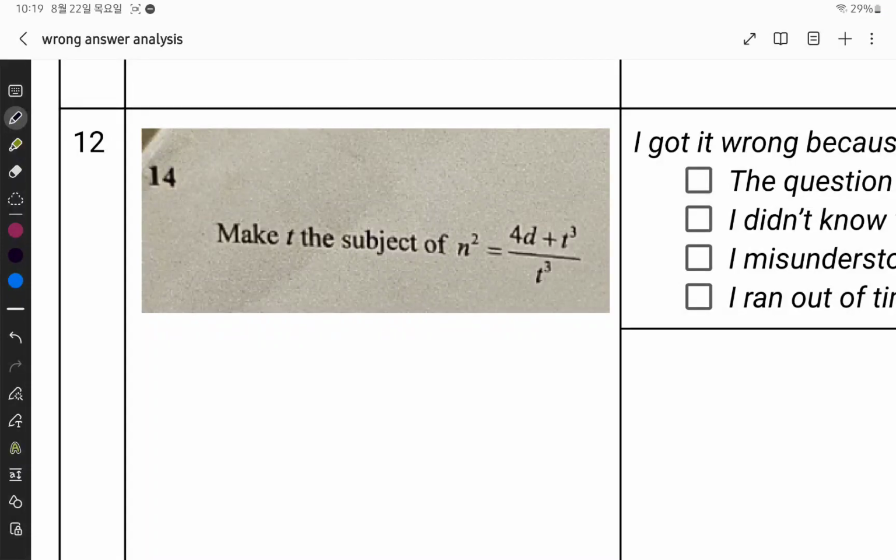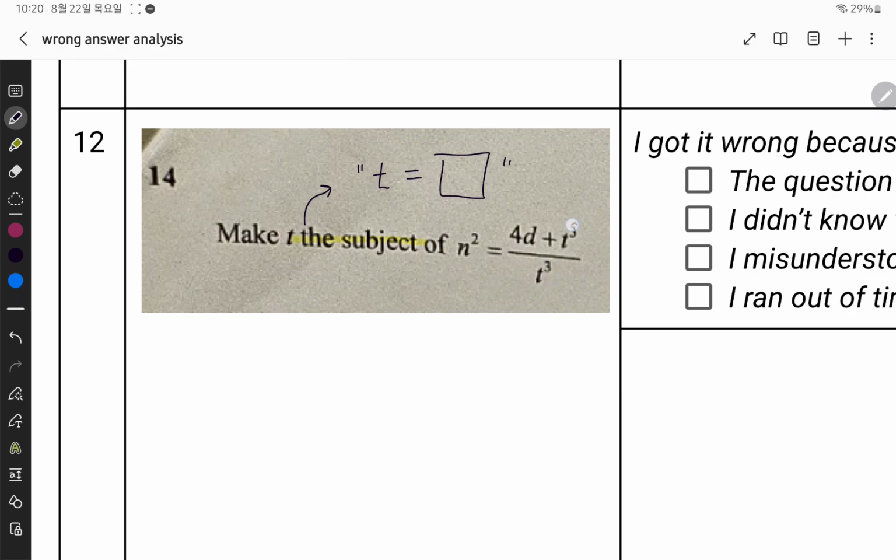Okay, next up, we have another simple question about making t the subject of the equation we have. When it says making t the subject, we need to understand that the answer is going to come in the form of t equals something. So we're going to move the t here on the left side, and it's just going to be equal to something.